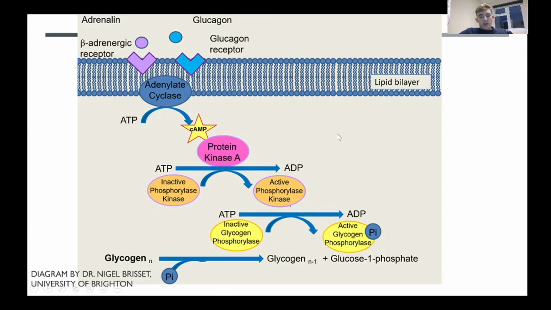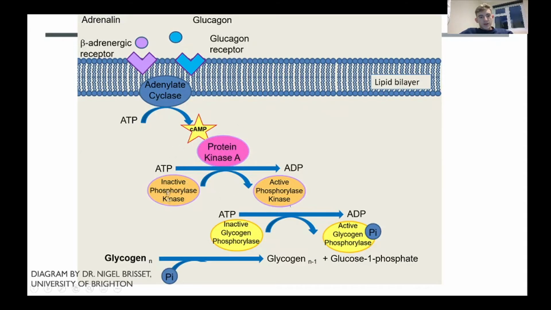Enzymes are phosphorylated and they can become active or inactive. In this case, if you see kinase, that usually means an enzyme that will phosphorylate another enzyme. First, the adrenaline or glucagon will bind to its receptor, and this activates adenylyl cyclase, which changes ATP into cAMP, which will activate protein kinase A.